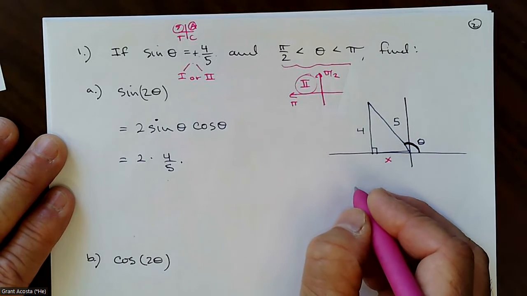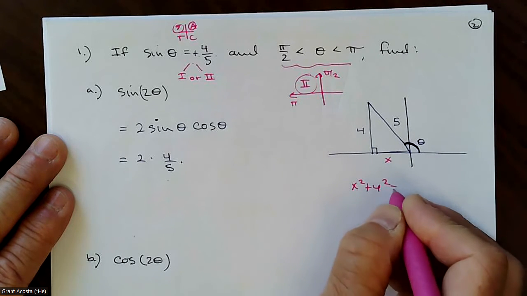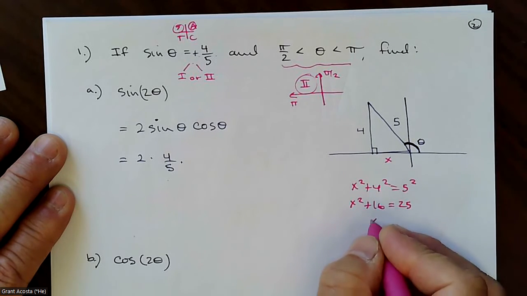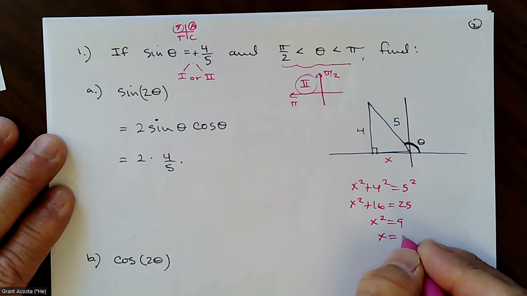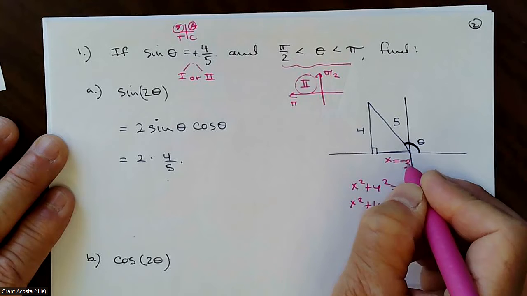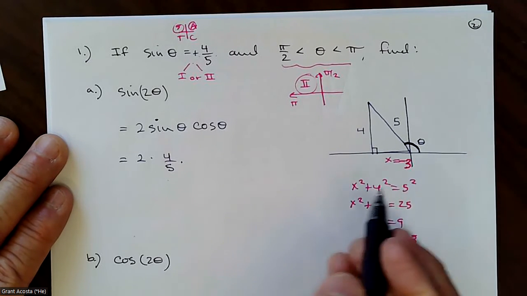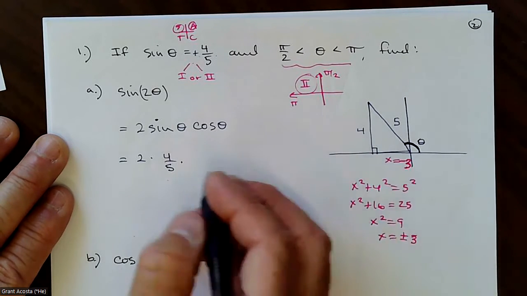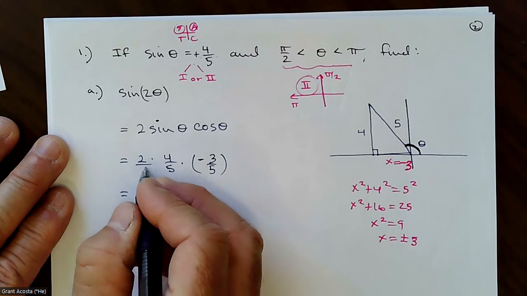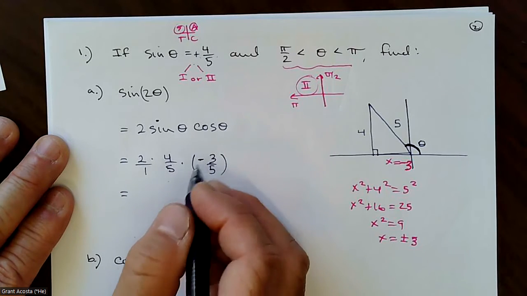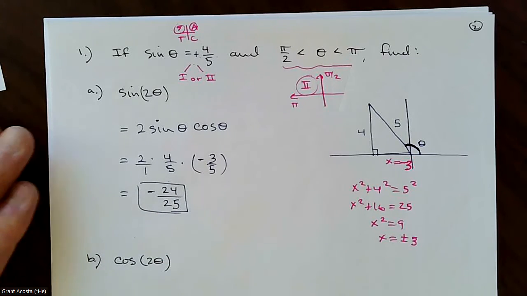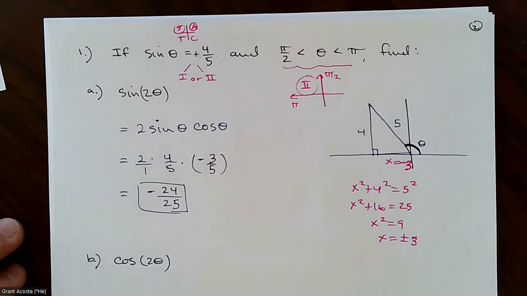Let's call it x. By the Pythagorean theorem, x squared plus 4 squared equals 5 squared. That's 16, which gives me x squared equals 9. So x would be plus or minus 3. And in this case, since it's going to the left, it's actually going to be negative 3. And the cosine of theta would be adjacent over hypotenuse, negative 3/5. If I multiply this all out, you can just go straight across. 2 times 4 times negative 3 gives me negative 24. The denominator is 25. Sine of 2 theta is negative 24 over 25.